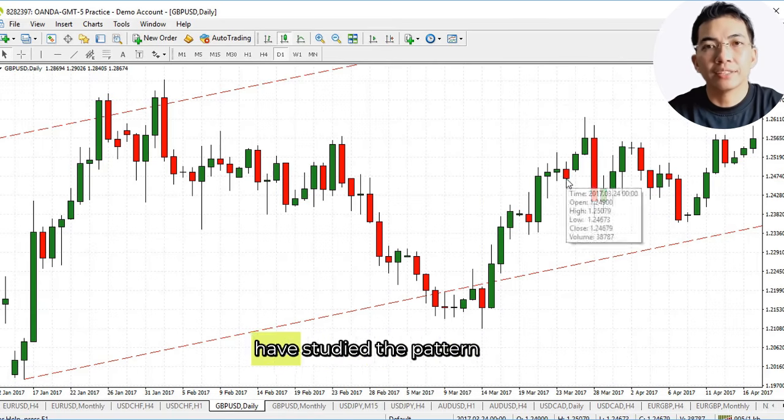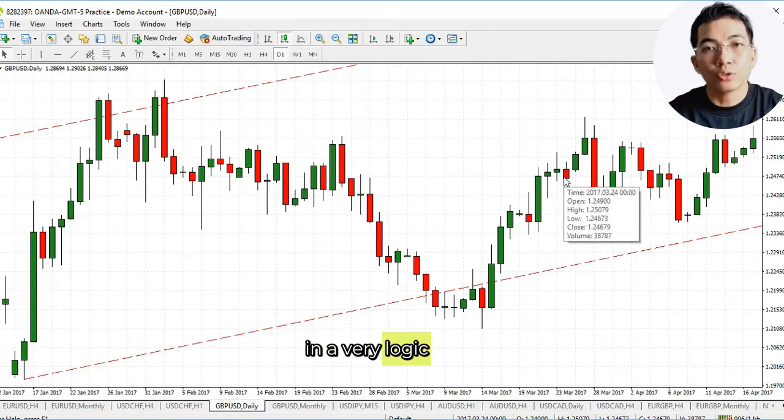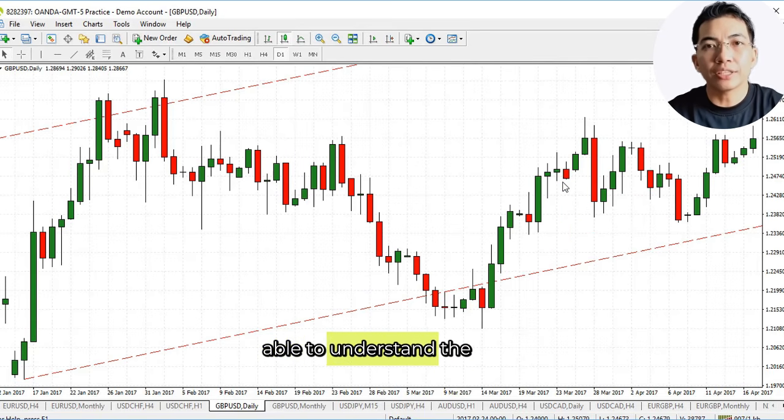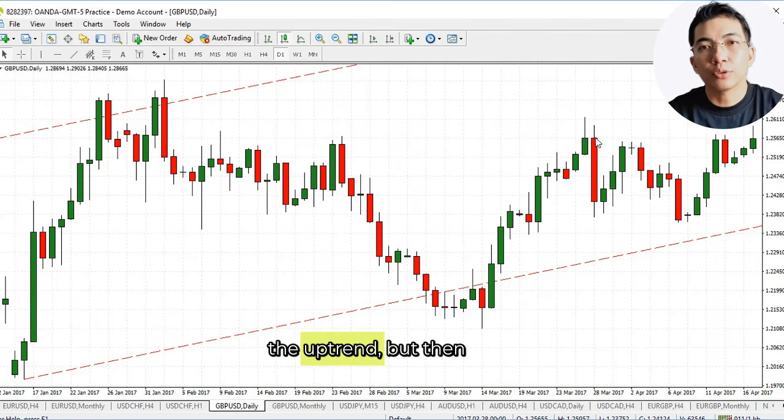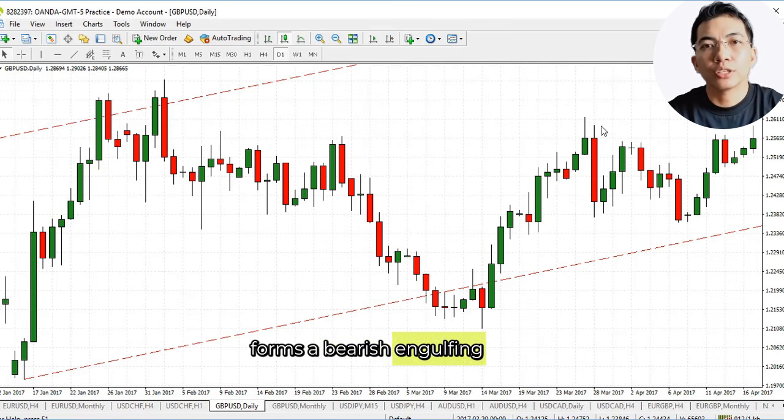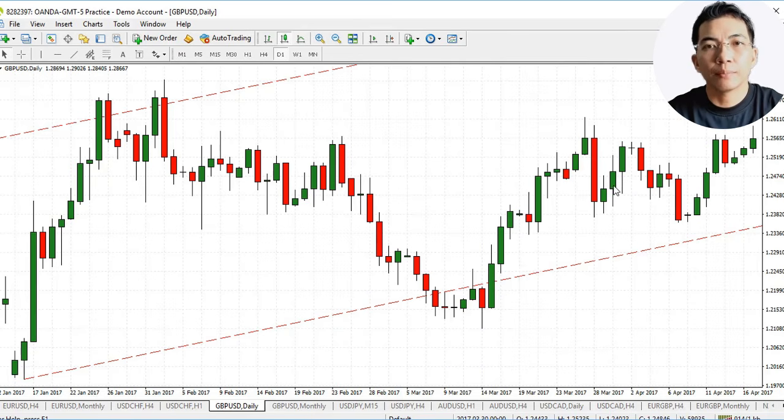I'm glad that we have studied the pattern in a very logical way, so you are able to understand the market without just saying, oh, there's a bearish engulfing pattern, I need to sell the currency pair. Then going on, we have two other green candles that confirm the uptrend, but then we have a strong red candle that also forms a bearish engulfing pattern. So at this point I would be a bit worried for my long position, and I will monitor carefully the next sessions. Buyers immediately react in the next sessions.